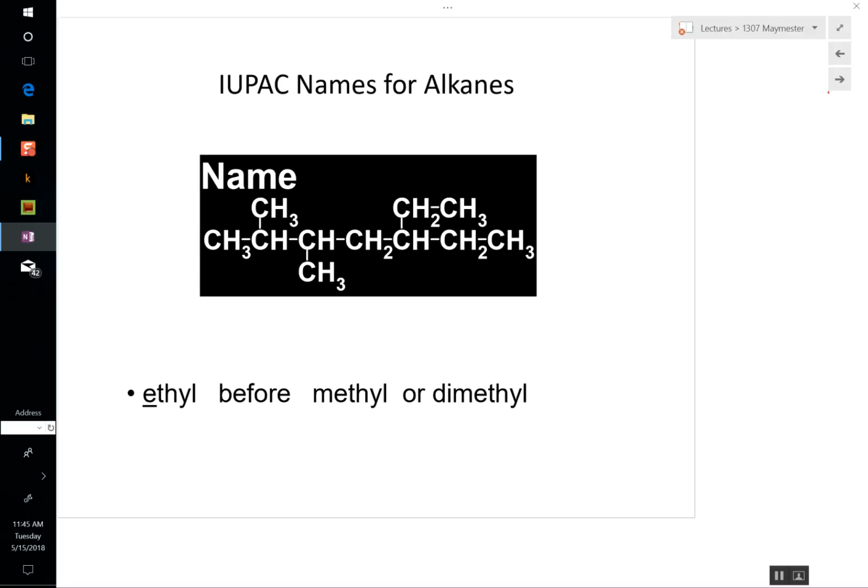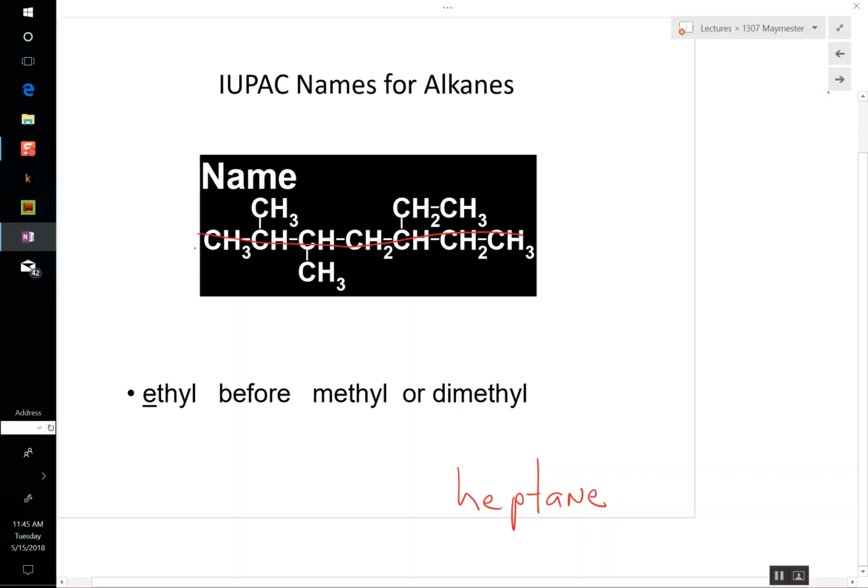Let's look at the longest chain. 2, 3, 4, 5, 6, 7. 1, 2, 3, 4, 5, 6, 7. 7? All right, so 7. We got a 7 going right down through here. 7, so it's a heptane. And we've got 2 methyl groups and 1 ethyl group. Now this methyl group over here is closest to this end. So the very first substituent you get to is methyl.